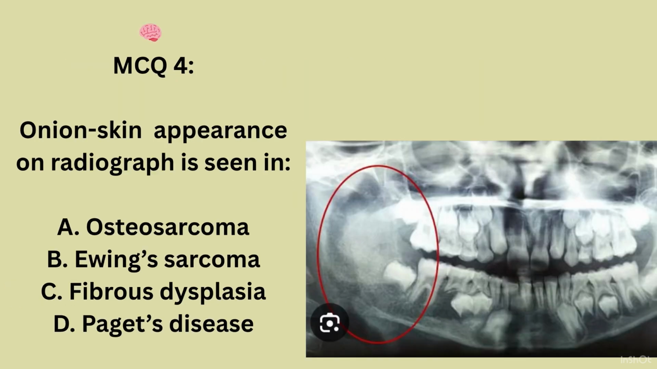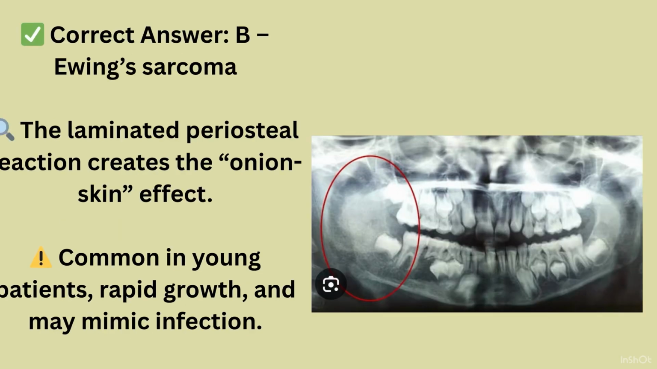Now question number 4. Onion skin appearance on radiograph is seen in which of the following? The correct answer for this is B. The laminated periosteal reactions create the onion skin effect. This is common in patients. Rapid growth is there, may mimic infection.